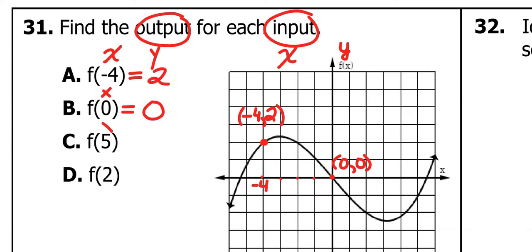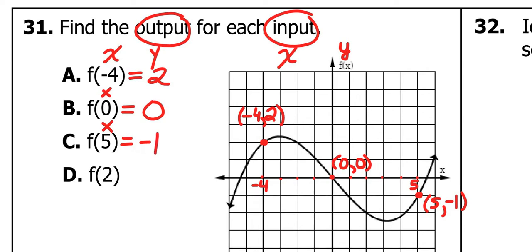F of 5. So we're going to plug in 5 for x, and we're going to see what our y value turns out to be, our output. So going to your graph at 5, this is 1, 2, 3, 4, 5. So this is 5, and we're going to hit our graph right here at this point. So this would be 5, comma, y value of -1. So -1 is your output.